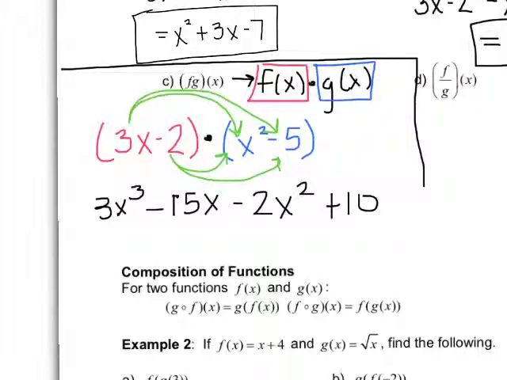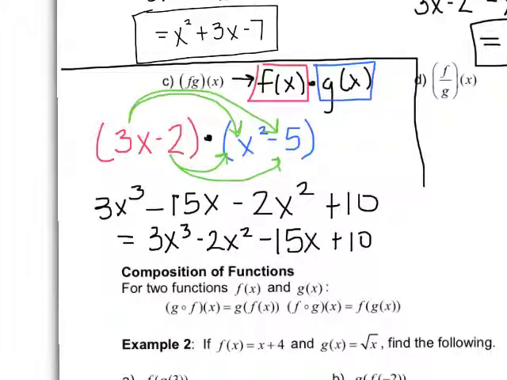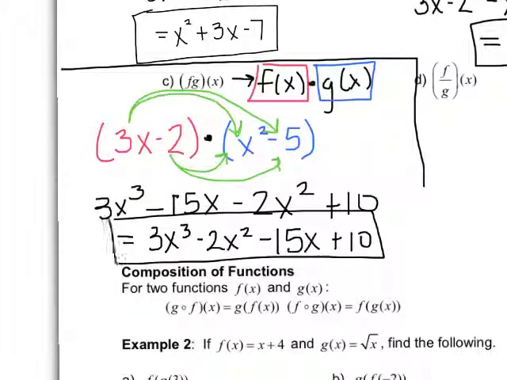Okay, so in this question, even though there's nothing to combine for like terms, I am going to write it one last time as a final answer going in the correct descending order. So 3x cubed minus 2x squared minus 15x plus 10. So that's our final answer in good form.